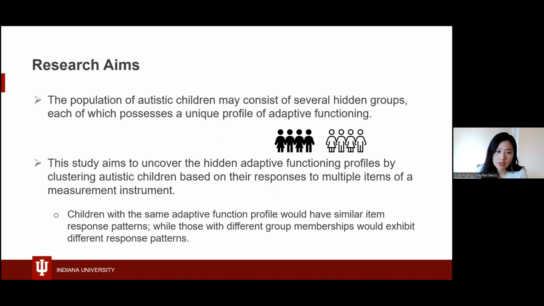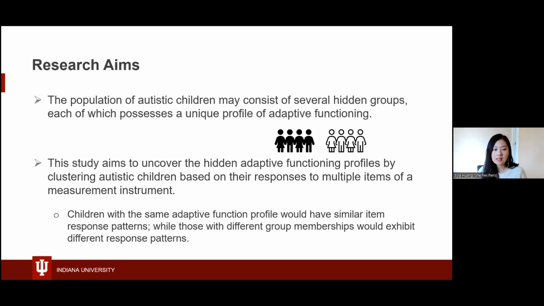So here comes the research aim. We are assuming that the population of children with ASD may consist of several hidden groups, groups that are latent, and each of those groups will have a unique profile of adaptive functioning. For example, you can imagine the little figure here as the entire population of children with ASD. And this little group has its own unique adaptive functioning profile. And the other group has its own.